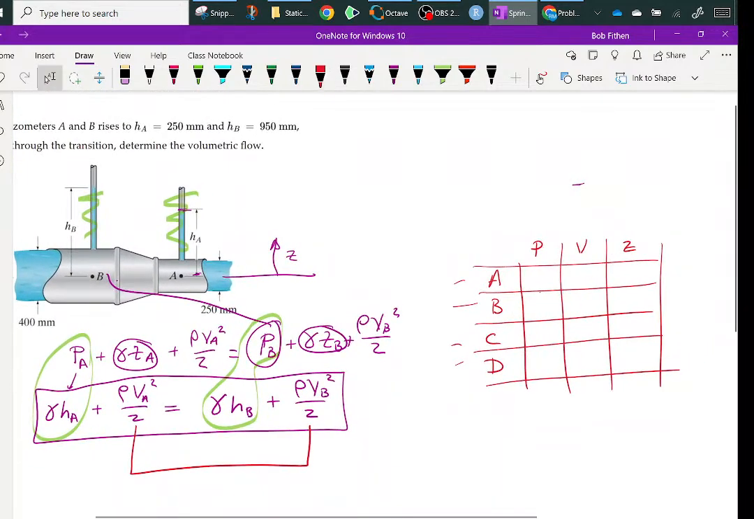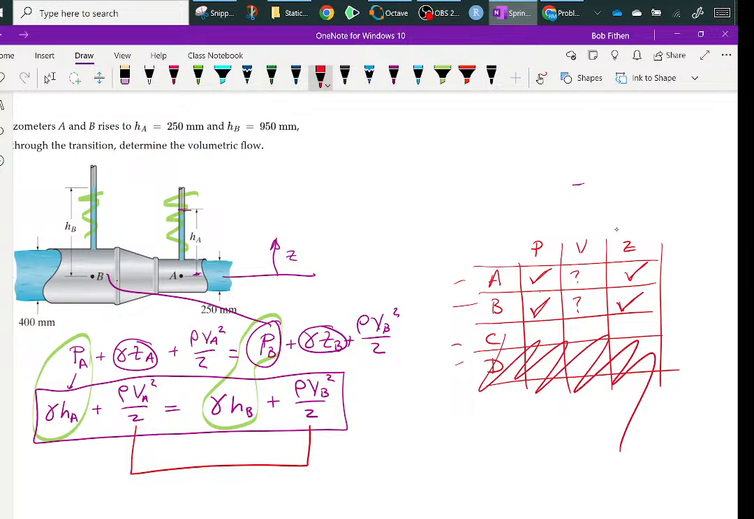Do I know the pressure at A and pressure at B? I can actually find that. Do I know the elevations? Well, yeah, I know that. So here's an unknown and here's an unknown. For our case, there is no C and D. So how do we get this?